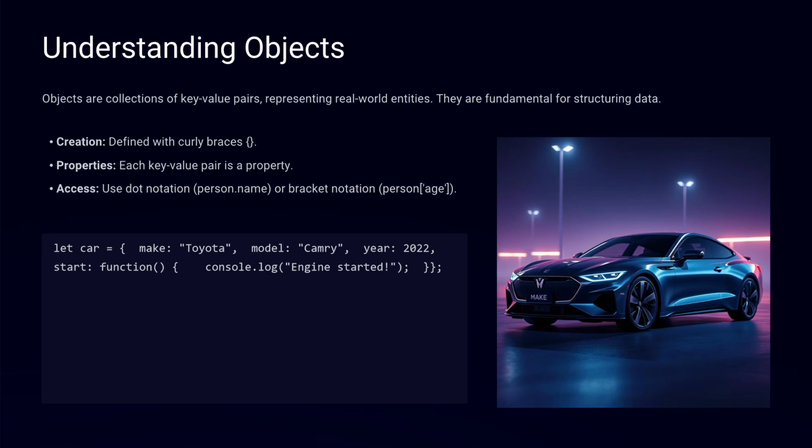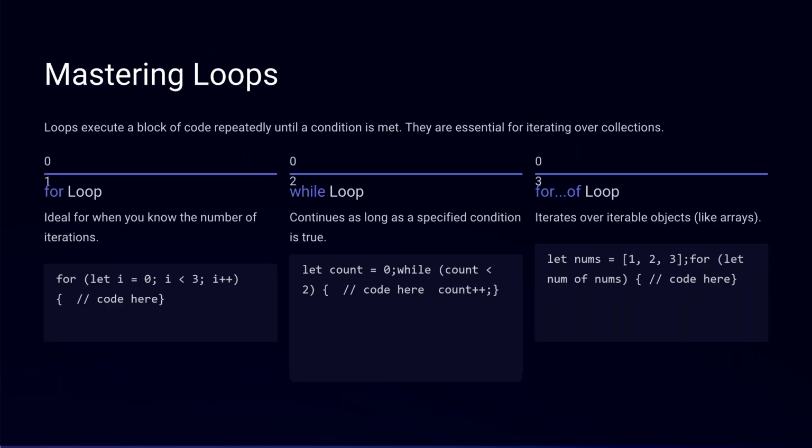Now lastly, let's look into mastering loops. Loops let us repeat code until a condition is met. There are three types of loops: for loop, while loop, for of loop. Now let us first look into the for loop. A for loop runs a fixed number of times. For example: for (let i = 0; i < 3; i++) console.log(i). Ideal for when you know the number of iterations.